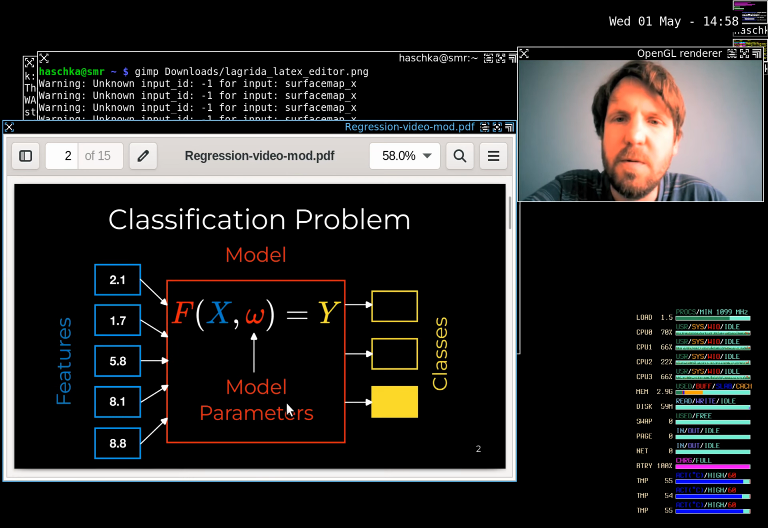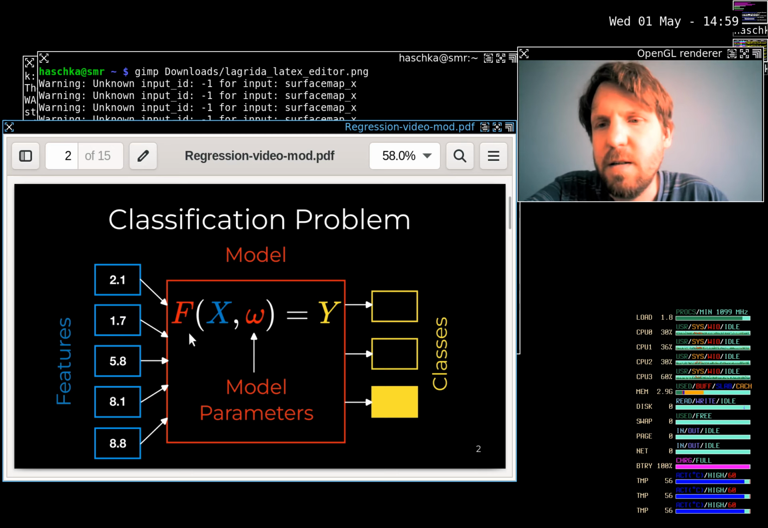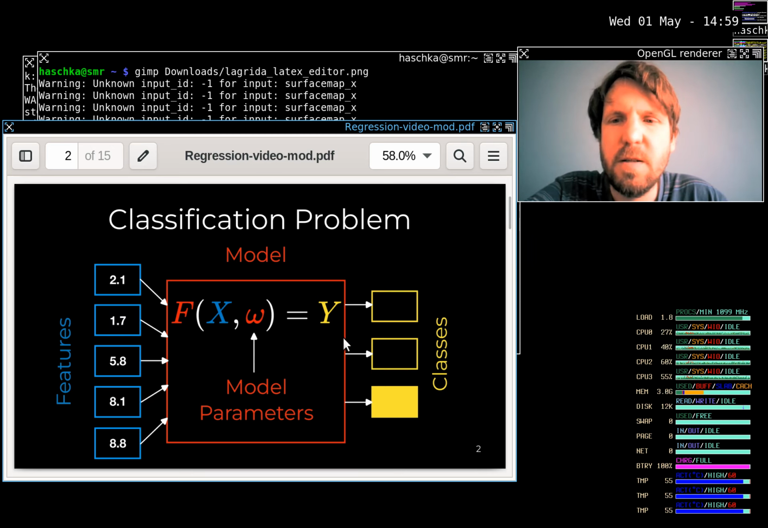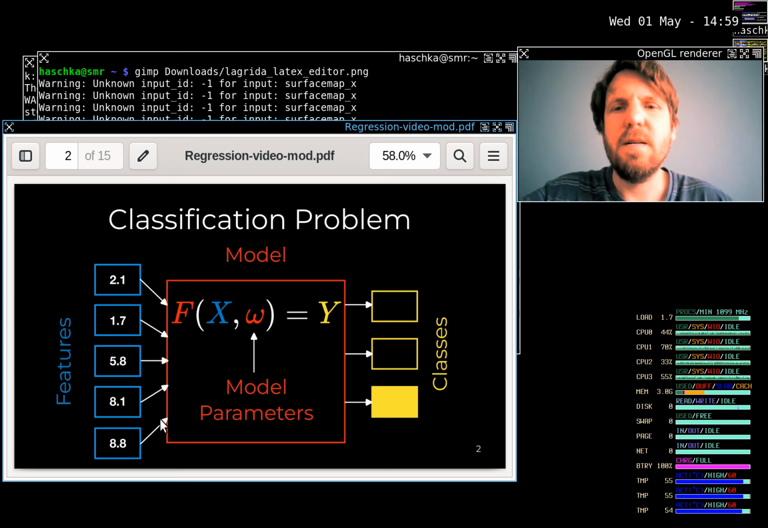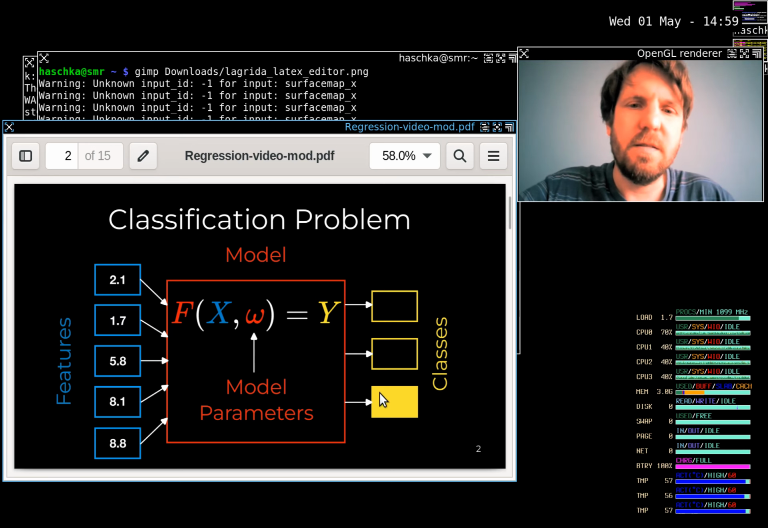We will go quickly over, as a reminder, the classification problem. What have we learned in the classification problem? We have some features, we have a model, and we have several classes that we want to have at the end. We train the model with known classes and known features, and we adapt the model parameters so that this model F, for a given set of new features that it has not seen yet, puts the right classes out.